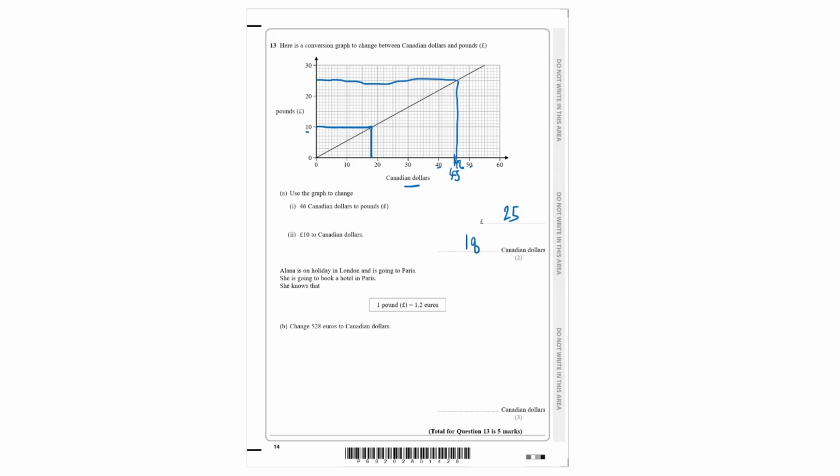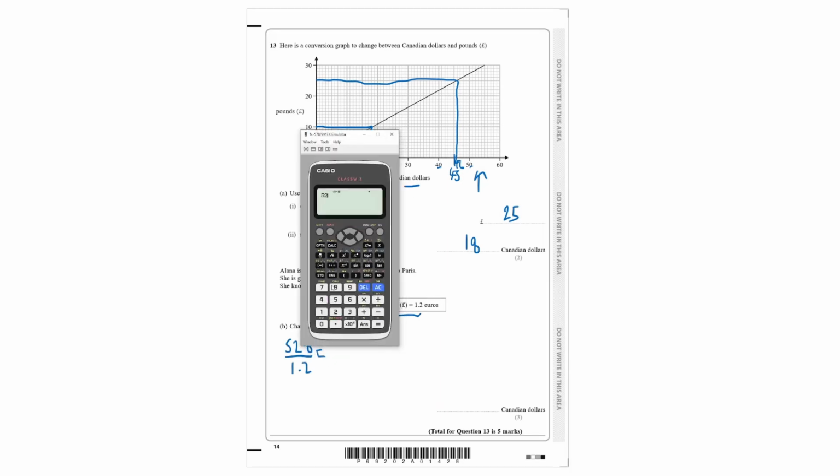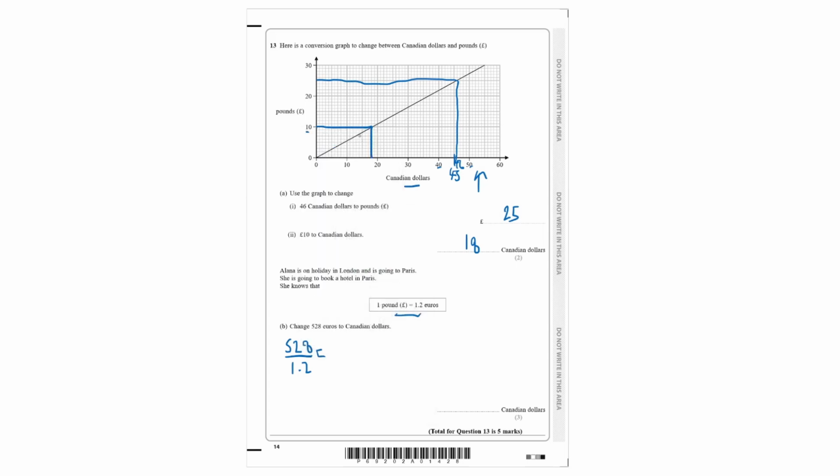Alana is on holiday in London and is going to Paris. She's going to book a hotel in Paris. She knows that 1 pound is equivalent to 1.2 euros. Change 528 euros to Canadian dollars. Canadian dollars is not given in this equation, but it is given in the graph. So we can simply convert the euros to pounds first. So we know that 528 divided by 1.2 will give us our amount of pounds. We can see that 528 divided by 1.2 gives us 440 pounds.